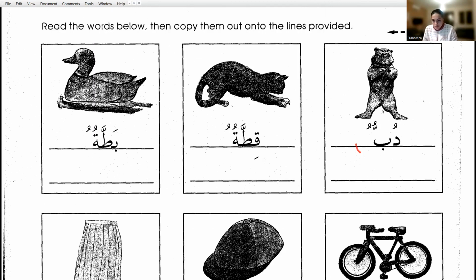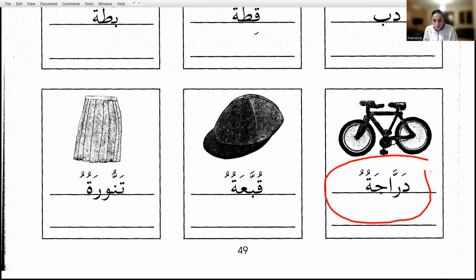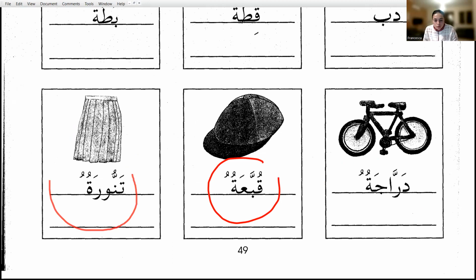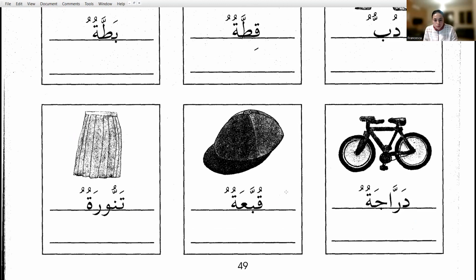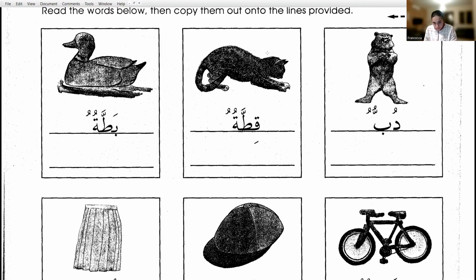Repeat after me. دبون. قطتون. بطتون. دراجتون. دراجة. قبعة. تنورة. Okay, excellent, Francesca. Your reading and pronunciation is very good.